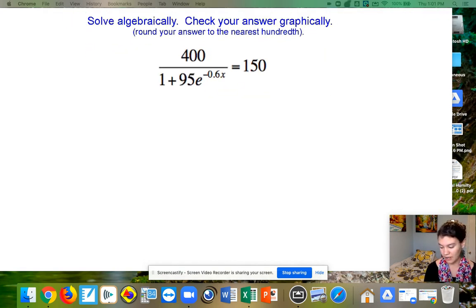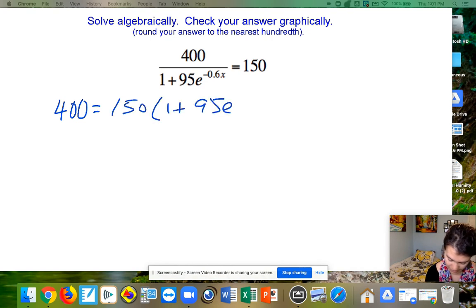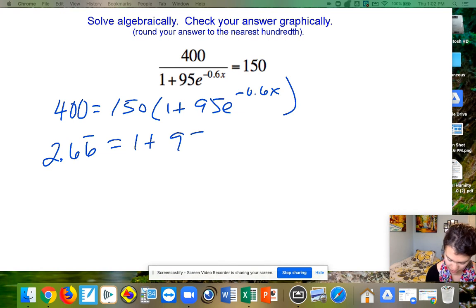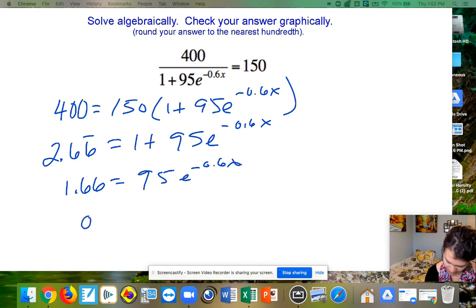All right, next one. Here, there's more than one way to do this. I'm going to start by multiplying by the denominator. So we'll get 400 equals 150 times 1 plus 95 e to the negative 0.6x. At this point, you could distribute the 150 in, or you can divide both sides by 150. It doesn't really matter, they'll work out the same. I divided both sides by 150 just to make the numbers a little smaller, but then you end up with decimals. So again, it doesn't really matter which way you do it. Then you can subtract 1. Divide by 95.